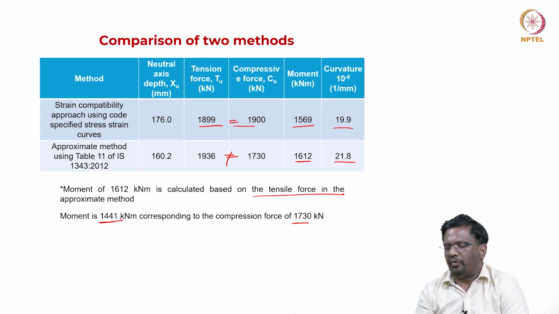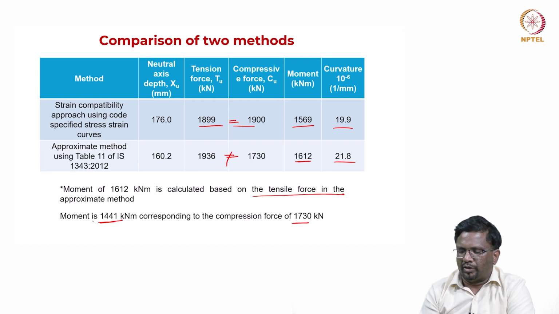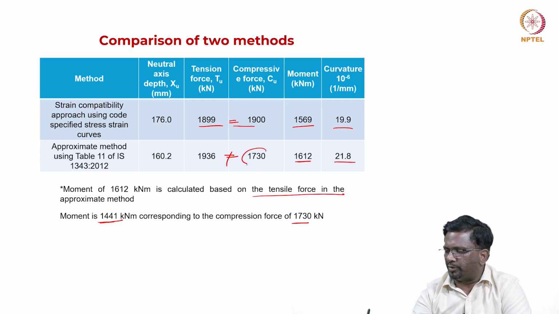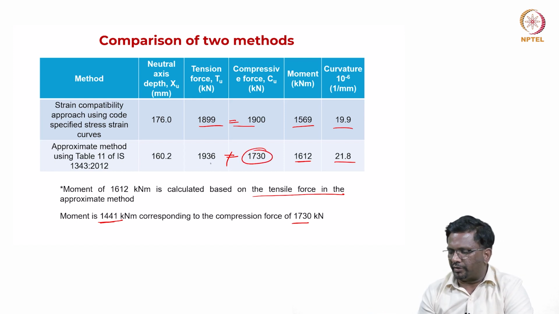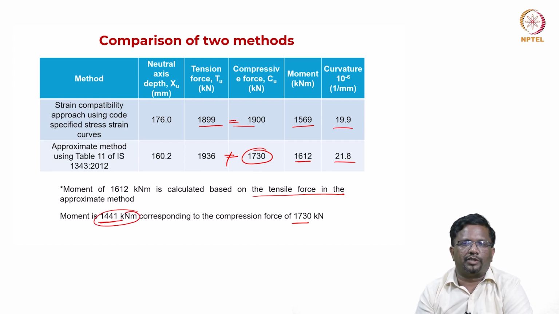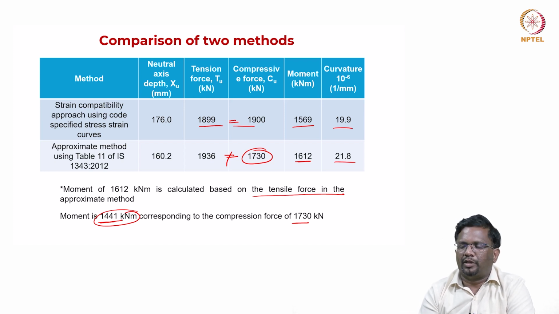So in a way, what we can say is, if at all you want quick calculations using an approximate method, always you take the least force. That means here in this case it should be 1730, not 1936. Then your estimate of moment resistance will be done in a conservative way, right. But I think the moral of the story here is, I would not recommend using the approximate method, because as the name suggests, it is approximate for quick calculations. Strain compatibility will give you the correct rational estimate of your moment capacity.